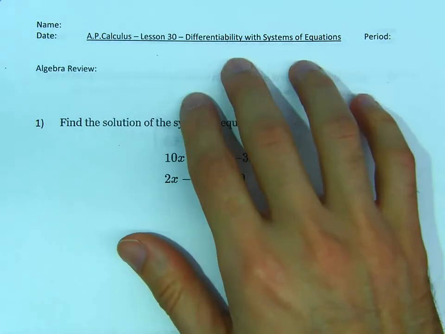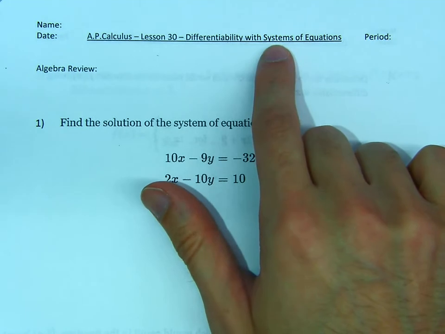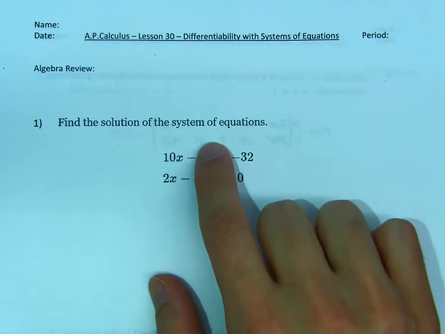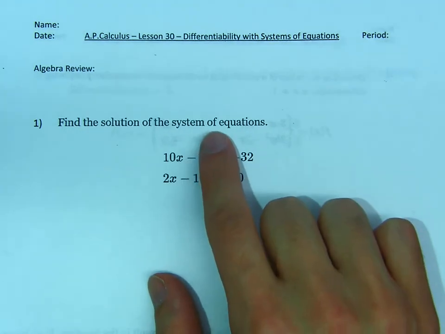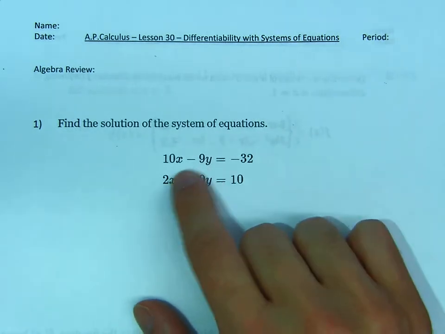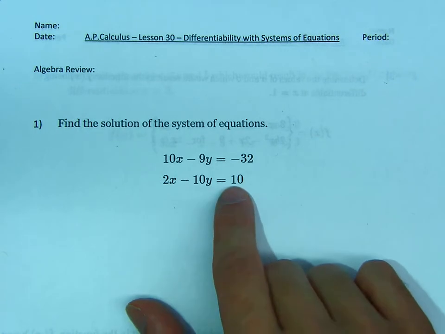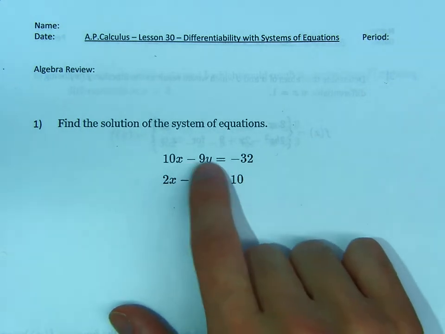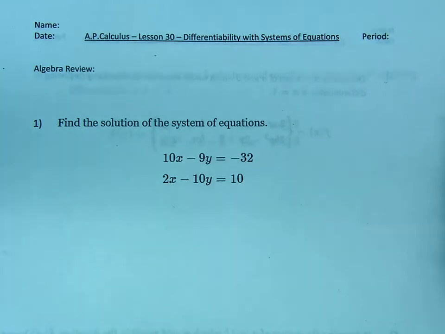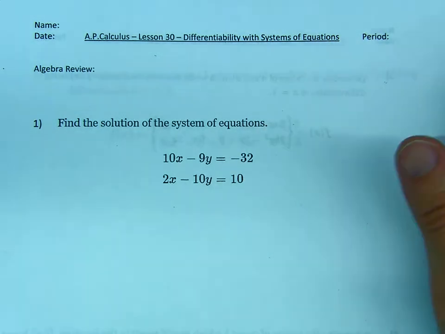Let's do this. Game plan for today is to do differentiability with systems of equations. It might have been a minute since the last time we've looked at systems of equations. For example, if I said, you have 10x minus 9y equals negative 32 and 2x minus 10y equals 10, can you solve for both x and y? How would you solve the system of equations? We did this back in algebra.